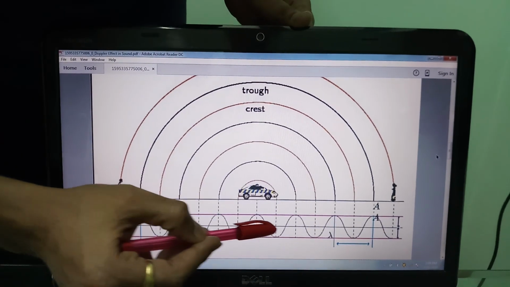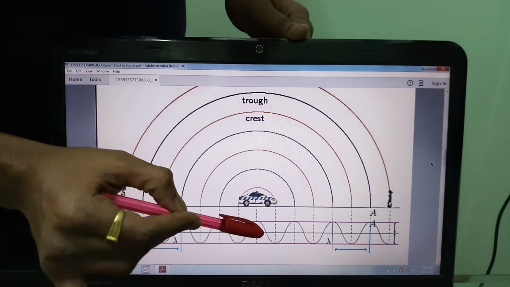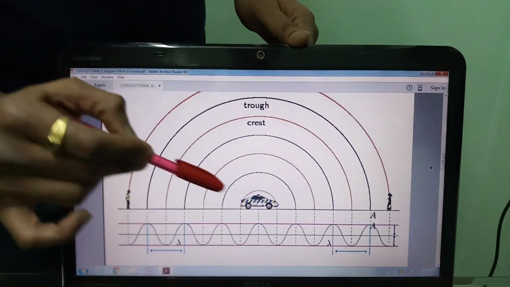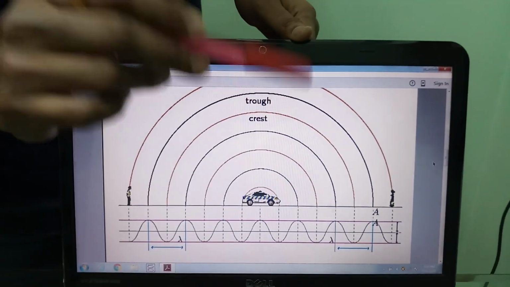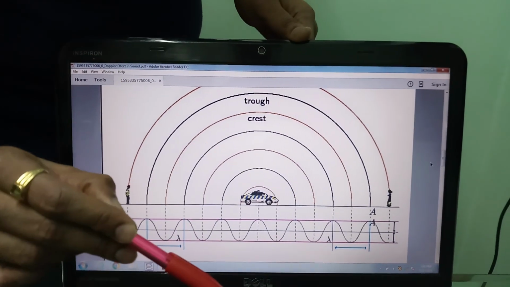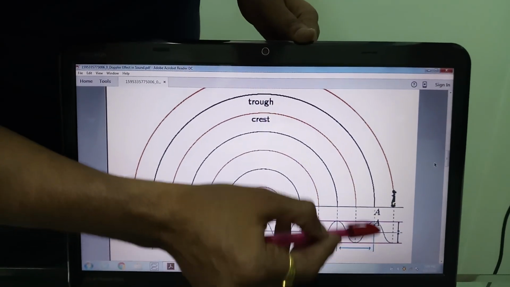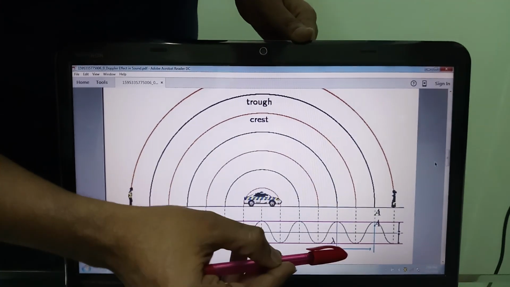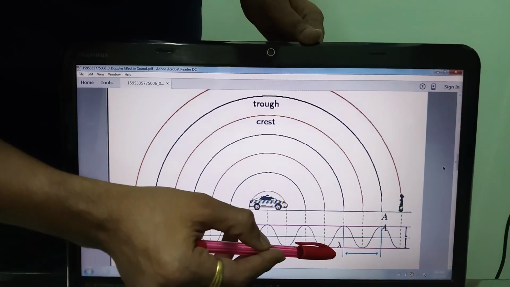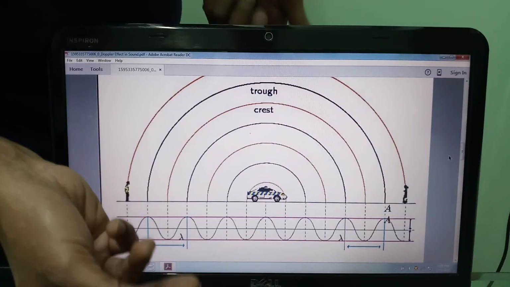Then you will find the distance between the car and the woman decreases. As the distance decreases, what happens to the length of the wave? It also decreases. As the wavelength decreases, the frequency will increase, because we know velocity is a product of frequency and wavelength. So as lambda decreases, what is lambda? What is wavelength? The distance between two consecutive crests or troughs is nothing but the wavelength. So as wavelength decreases, the frequency will increase to keep the velocity of sound constant in that particular medium.